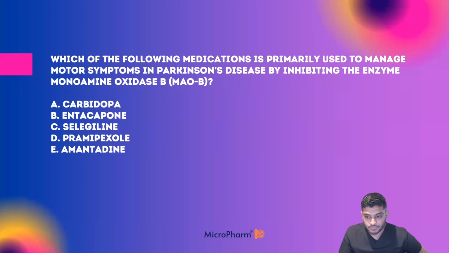Okay. Let's go through this question. The correct answer for this was selegiline. Selegiline is a selective inhibitor of monoamine oxidase B, and it helps increase the levels of dopamine in the brain and manage the motor symptoms of Parkinson's disease.